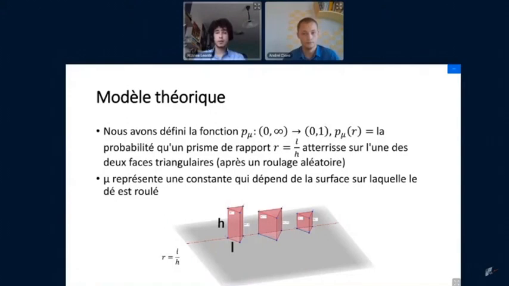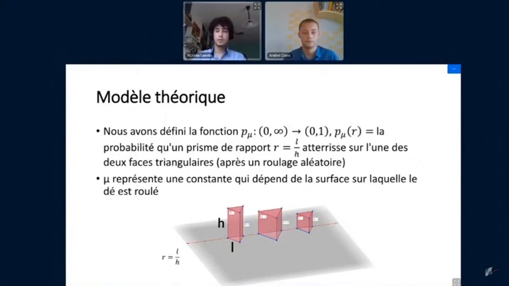We then continued to define the ratio of the prism R equals the base side length L over the height of the prism H, as you can see in the picture below. And with this ratio, we then defined the following correspondence. P mu of R is the probability that a prism of ratio R will land on either one of the 2 triangular faces after a random roll.